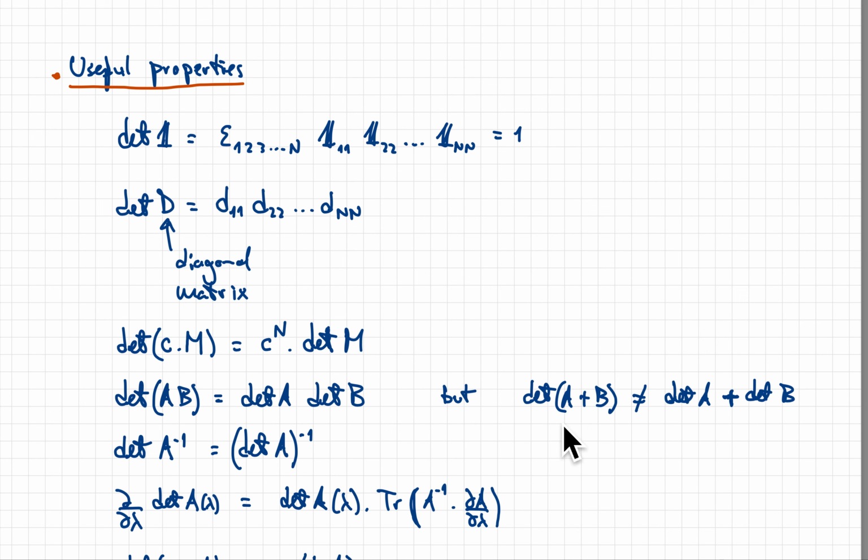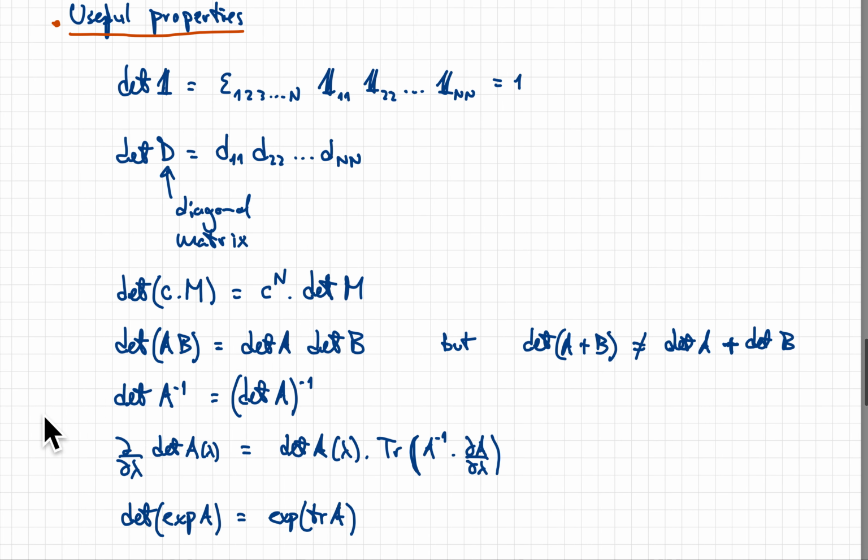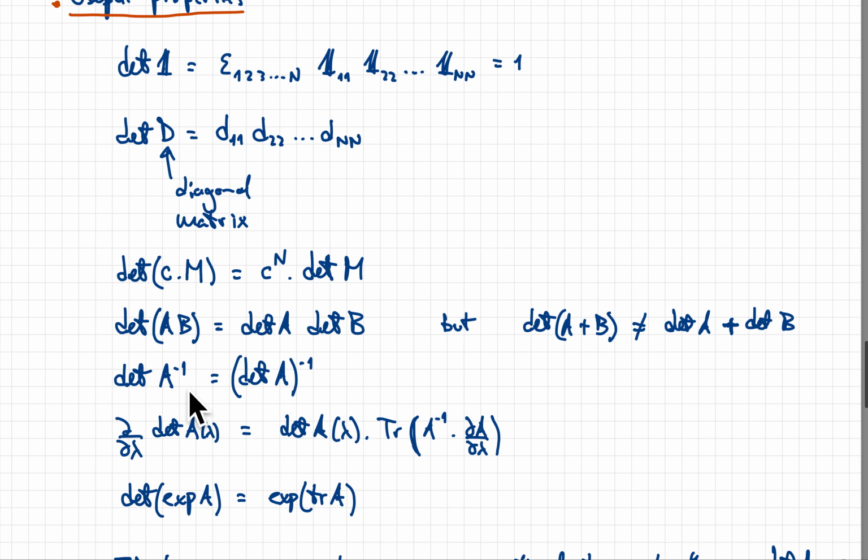Now, what's not true in general is that the determinant of A plus B is the determinant of A plus the determinant of B. So this does not hold in general. It may hold in some cases, but for example, the trivial case where B is 0, then obviously it holds. But it does not hold in general, so you should be very careful. The determinant is not a linear function of the elements of the matrix, and you should be mindful of that. The determinant of the inverse of the matrix is the inverse of the determinant.